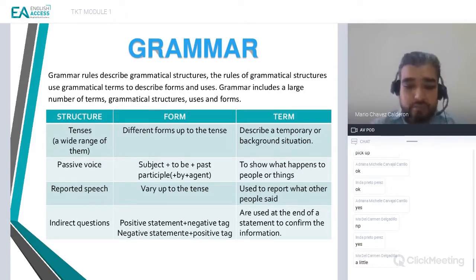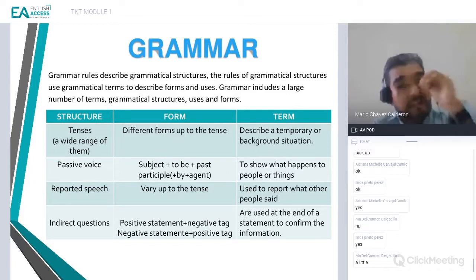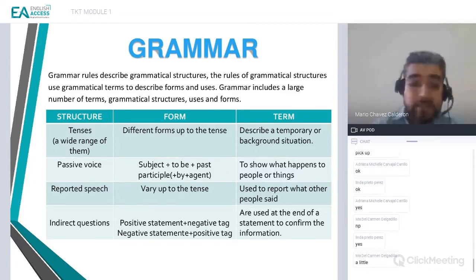Indirect questions, right? Tag questions. Usually you say the positive statement and then a negative tag, or vice versa, a negative statement and a positive tag. They are used at the end of a statement to confirm the information.